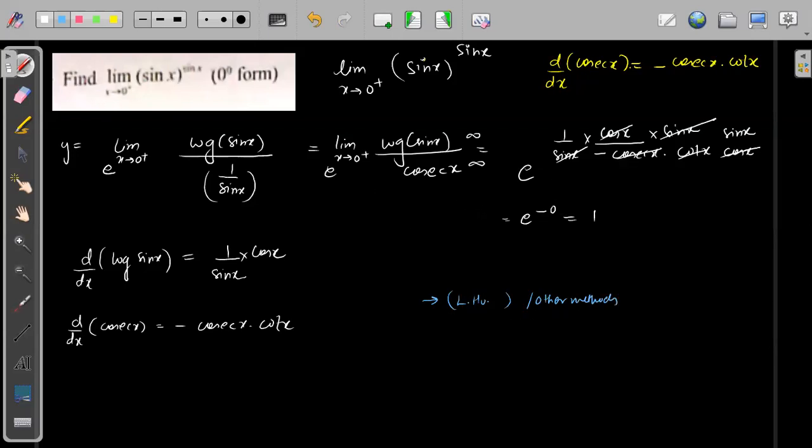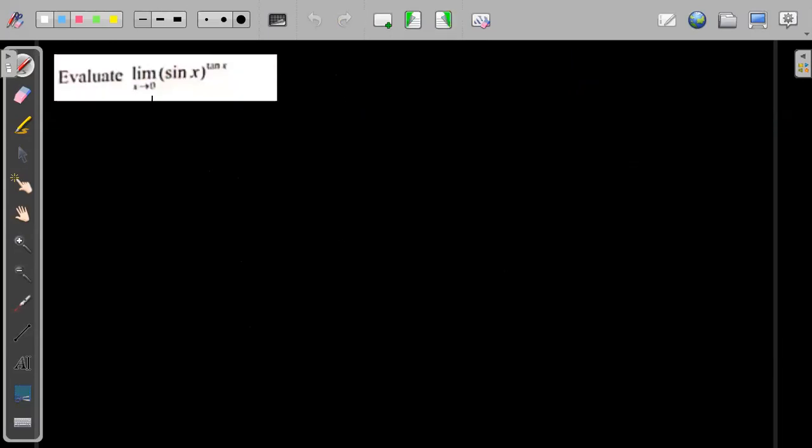So L'Hopital's, in the end, we are seeing for these forms, and for these forms we have used other methods, and we were getting the same answer either way. So last question, solve this one. Limit of x tending to 0 plus, sin x to the power tan x. Differentiation of cot x, I will write: d by dx of cot x is minus cosecant square x.